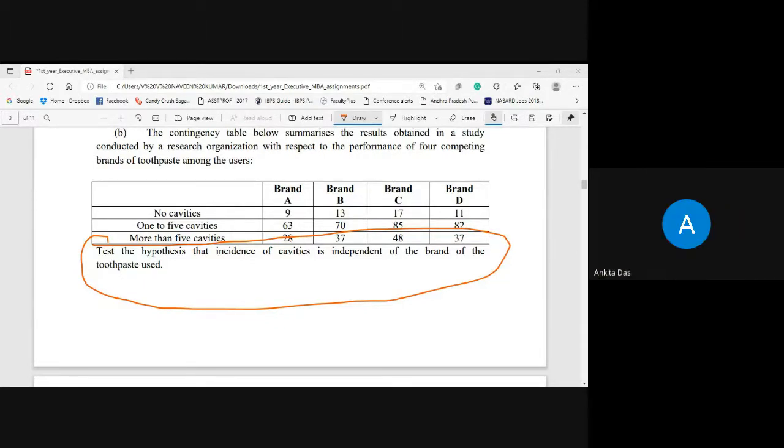Okay. Yes, sir. Now we can move to the formula. Our formula is chi square is equal to summation of O minus E whole square by E. So to calculate this, what do we need to do first? We need to take O. O means observed frequencies.